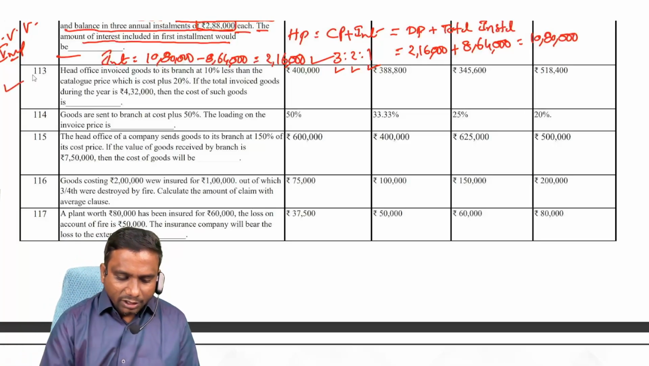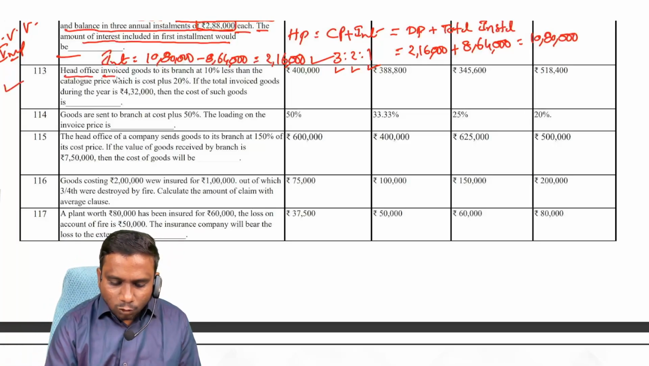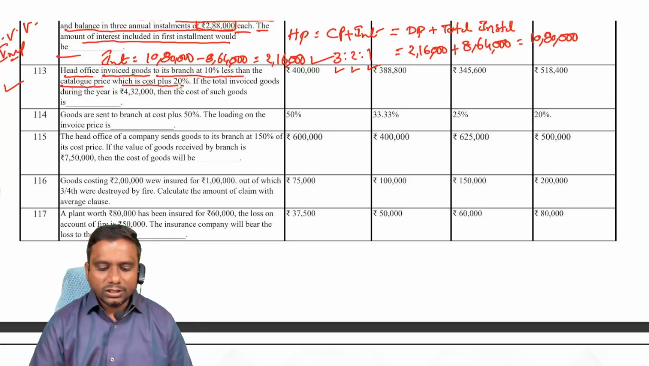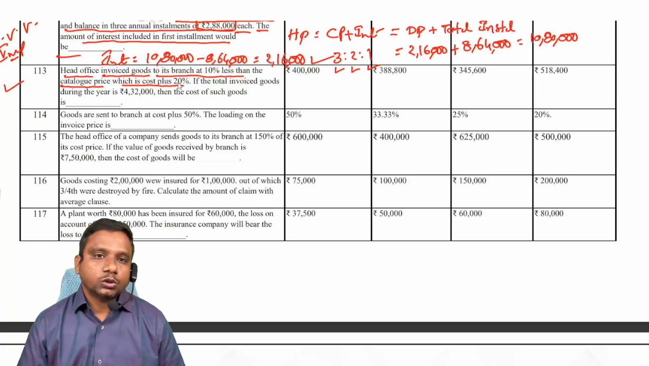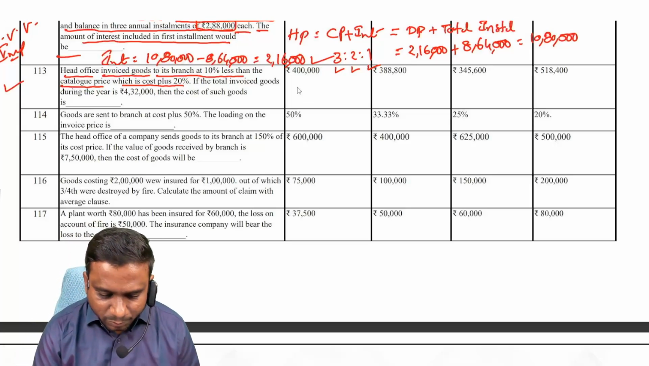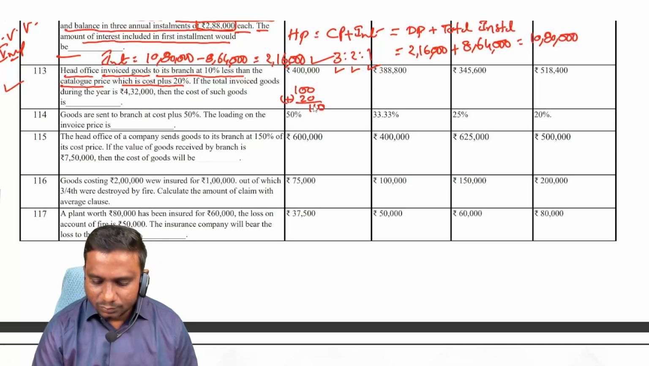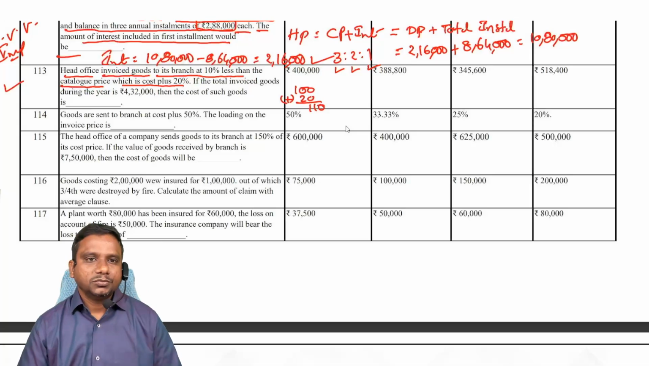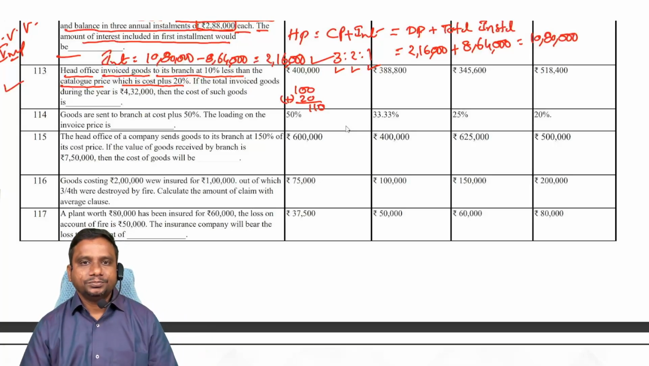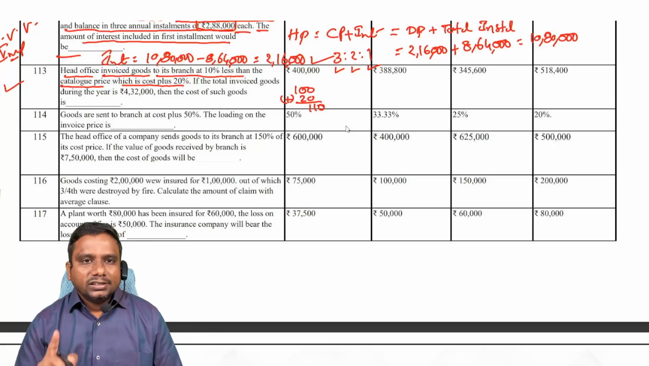113. Head office invoiced goods to its branch at 10% less than the catalog price, which is cost plus 20%. Now, what is your catalog price? Tell me. Suppose cost is 100, your profit is 20, then it is 120. Catalog price is 120.